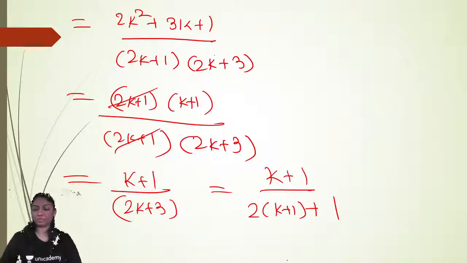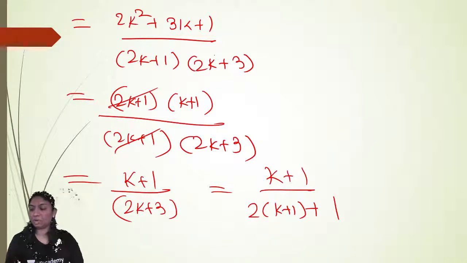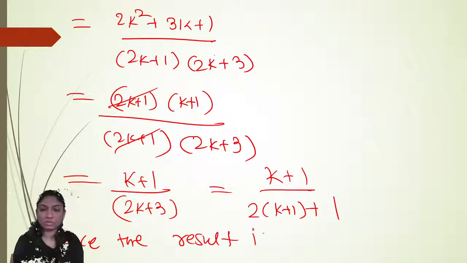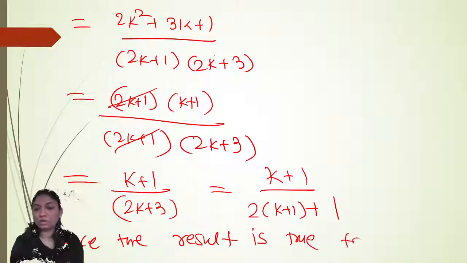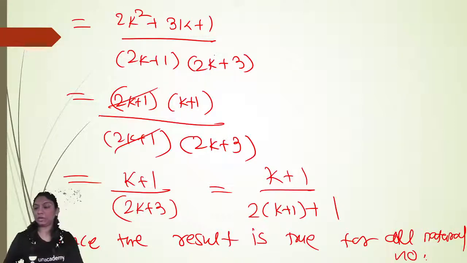That is here k plus 1 upon 2 into k plus 1 plus 1. Hence the result is true for all natural numbers. The result is true for all natural numbers. Okay?